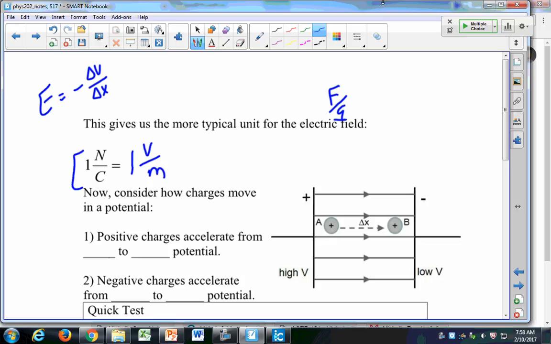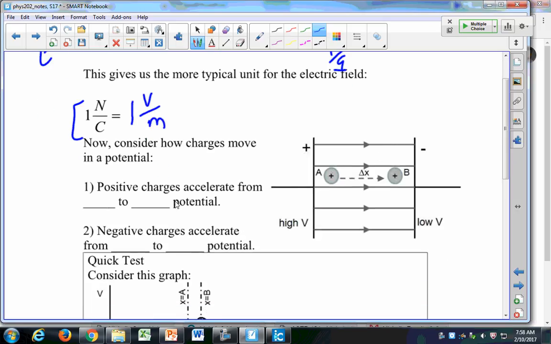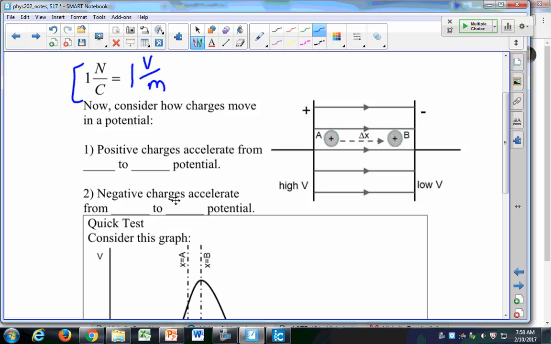Okay. All right. So now let's think about how charges move in a potential. Positive charges move from high to low potential. Or like I like to say, see if I can do this. They move from high to low, high to low.